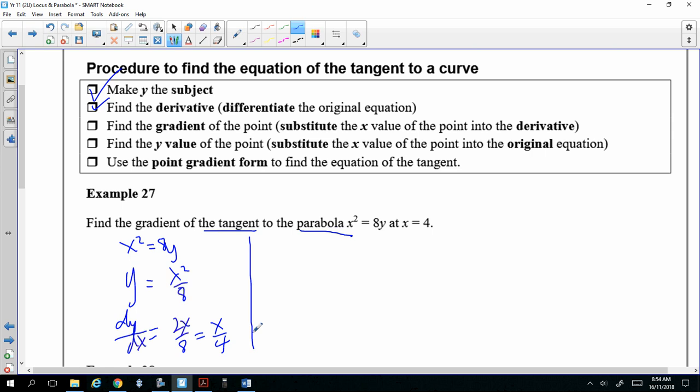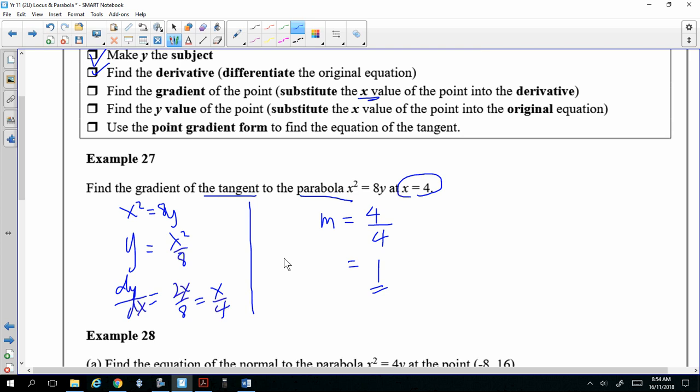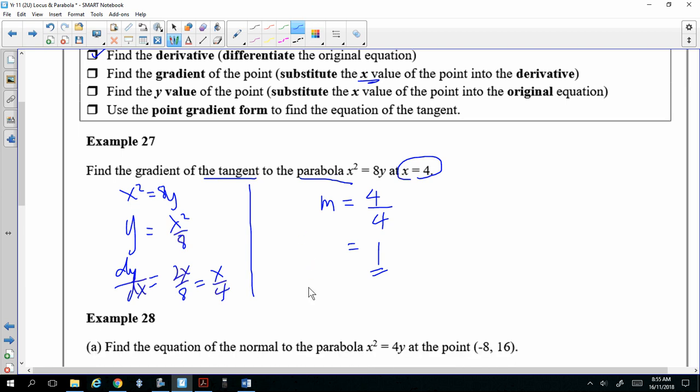What's the next one? Find the gradient at that point. It tells you x equal to 4, by substituting the x value into the derivative. So therefore, m equal to 4 over 4 equals 1. So the gradient is equal to 1. Okay? Alright. So it's pretty easy. You just have to find the gradient for this question. Okay, good. Let's move on.